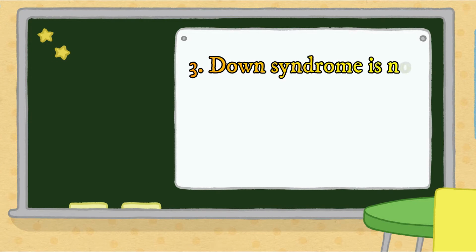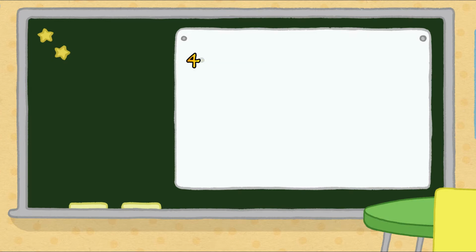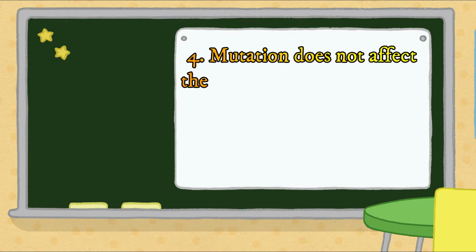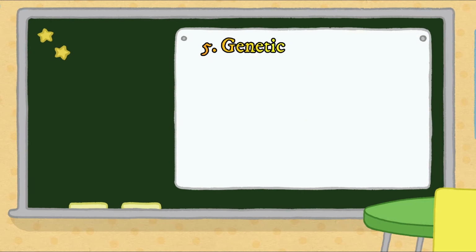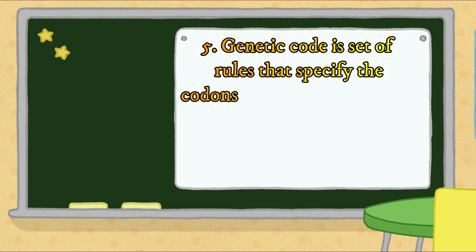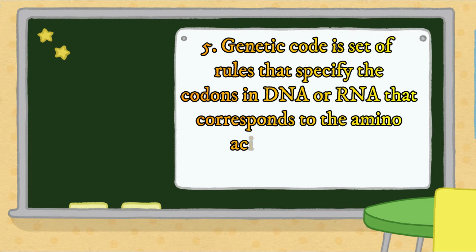Number 3. Down's syndrome is not an example of mutation. Number 4. Mutation does not affect the growth and development of an organism. And number 5. Genetic code is a set of rules that specify the codons in DNA or RNA that corresponds to the amino acids in proteins.